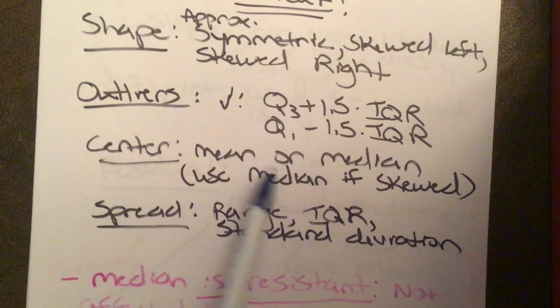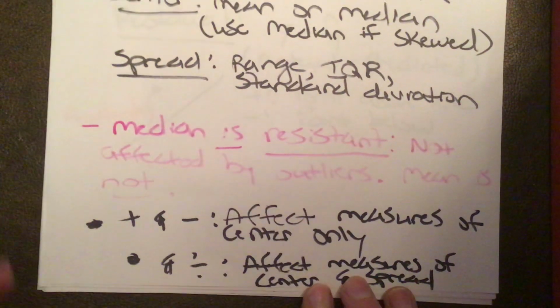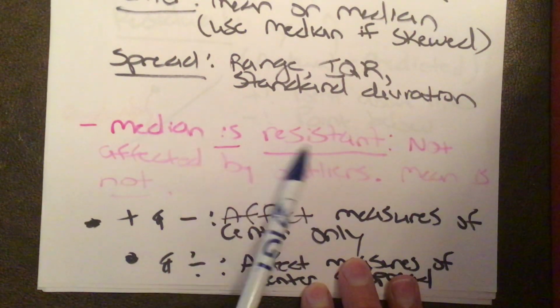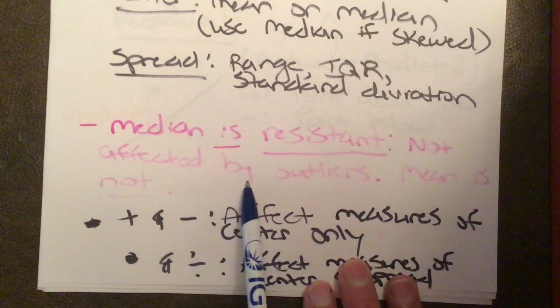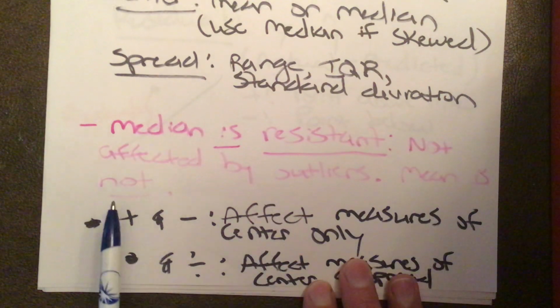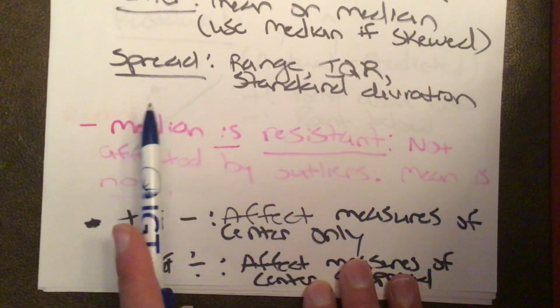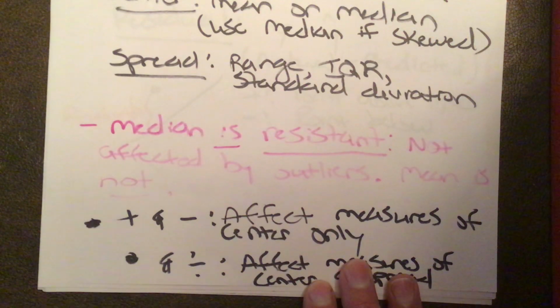And then why do we use the median if it's skewed? Well, that's because the median is resistant, which means it's not affected by outliers. So if the distribution is skewed, it doesn't change the median much, but the mean is affected. So that's a must know. You saw that on one of the free responses I gave you.